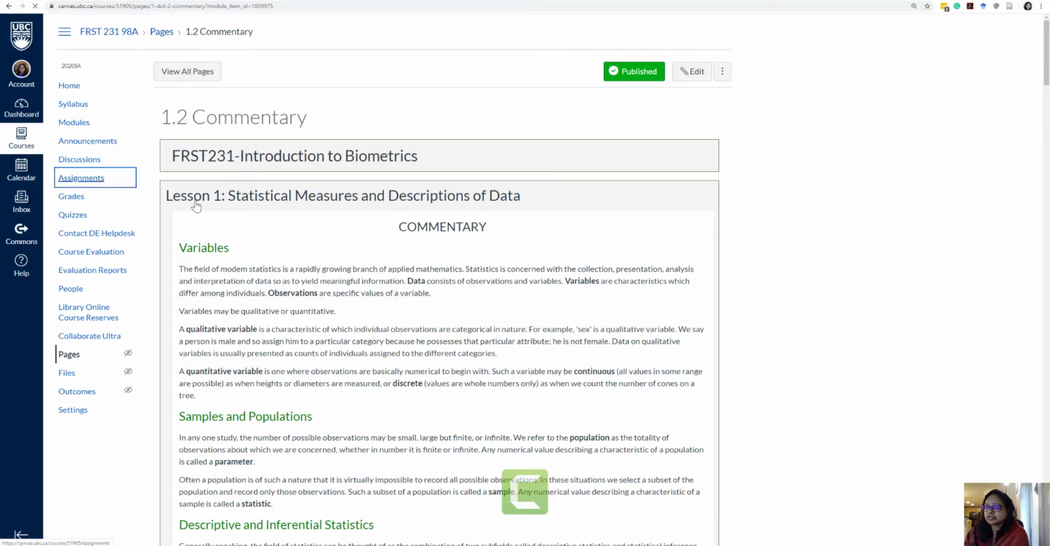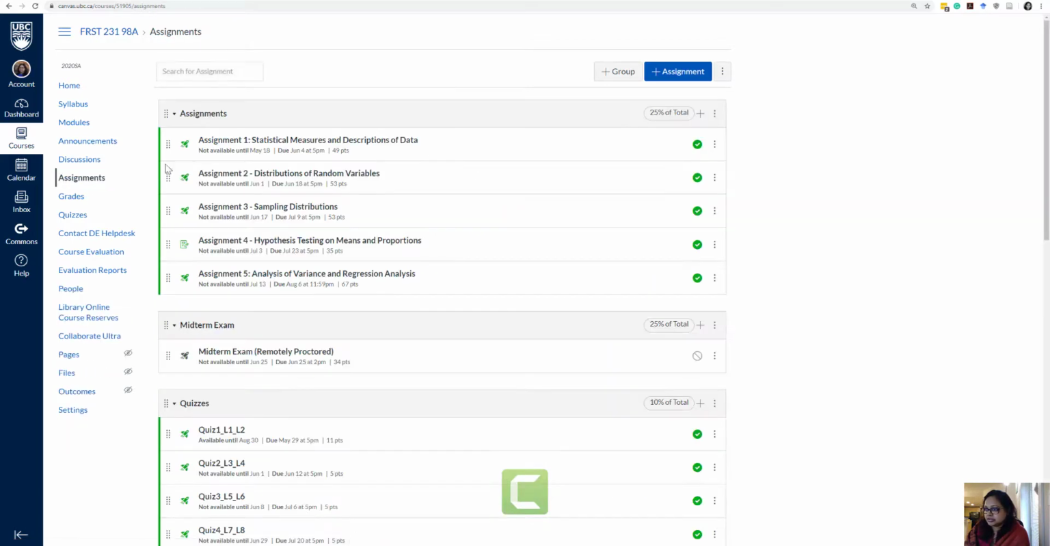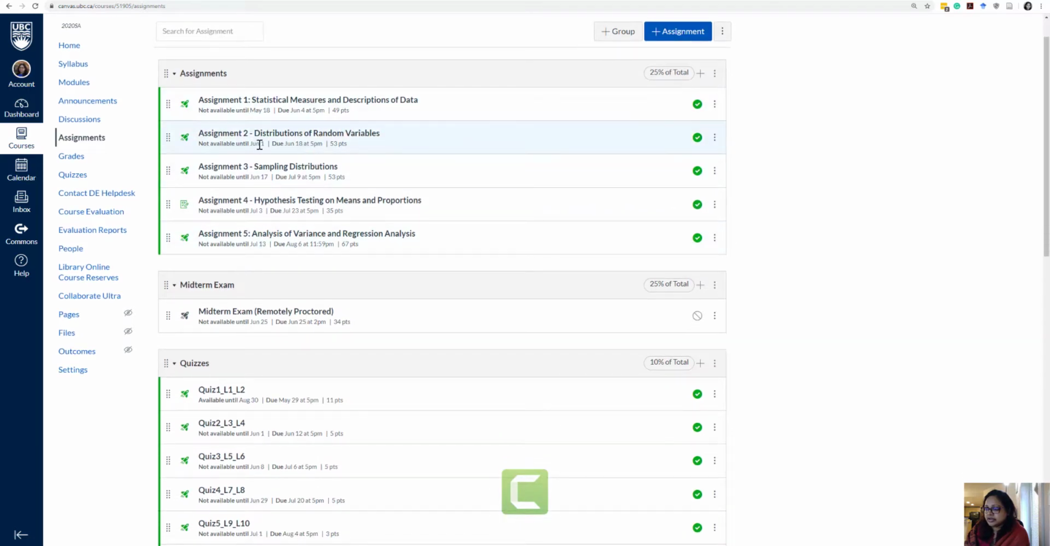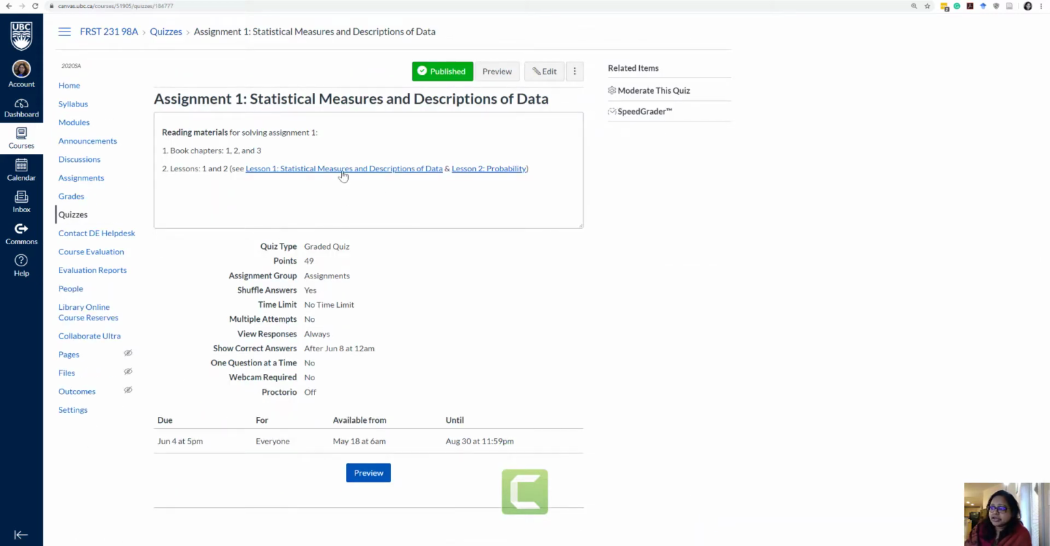So if I go to the assignment page, you can see we have 5 assignments. That means for each assignment you have to read those lessons and book chapters. Assignment 1 will be available soon so that you can start working on it. So again I would say read lesson 1 and lesson 2 and then try to solve those examples and see how all those values were calculated, how they solved the problem, also in book chapters 1 to 3, and then you start taking this assignment.